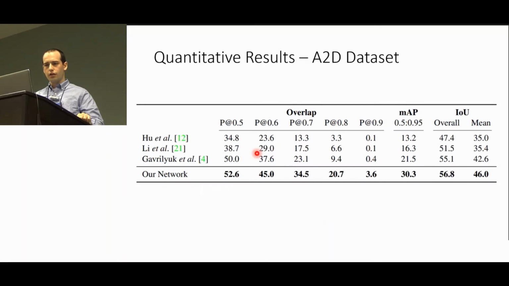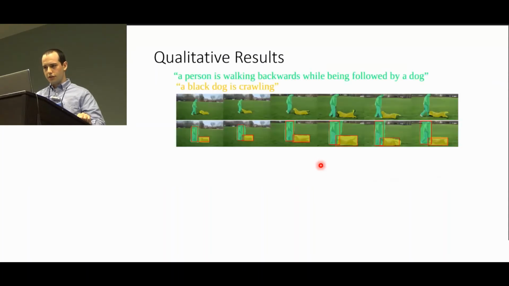So we perform experiments on several data sets, the largest of which was A2D. And it achieves state-of-the-art results across the board when compared to other methods. Notably, it performs much better at higher overlap thresholds, which means that the segmentations produced by the network are much better than standard convolutional networks. Here are some qualitative results.